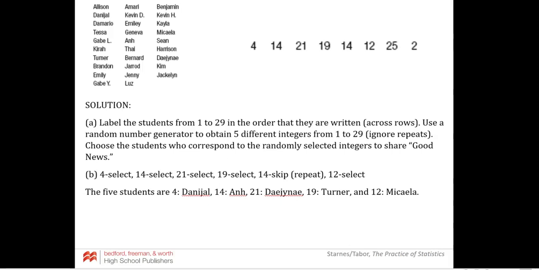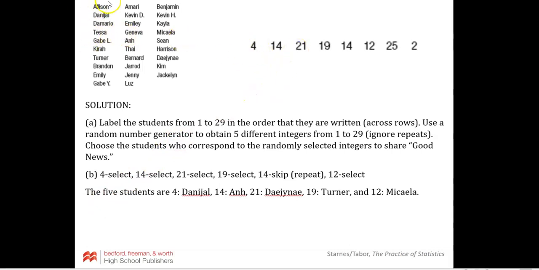Let's see if we missed anything. Label the students 1 through 29. Use a random number generator to obtain 5 different integers. 5 or more, you might need more than 5. Choose the students who correspond. So we say which one corresponds.